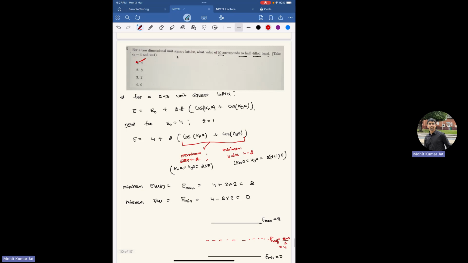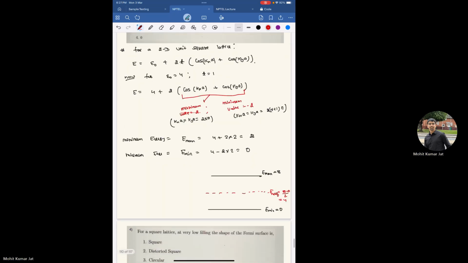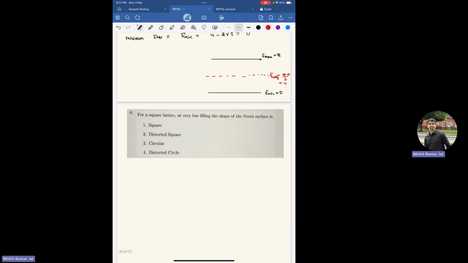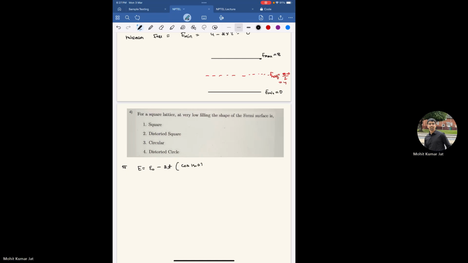Now moving on to the next problem: for a square lattice at very low filling, the shape of the Fermi surface is a square, a distorted square, a circle, or a distorted circle. Okay, let's figure it out. First we have to write the energy expression. Energy expression will be E equals E0, that we have written in the previous problem also, minus 2t cosine of kxa plus cosine of kya.